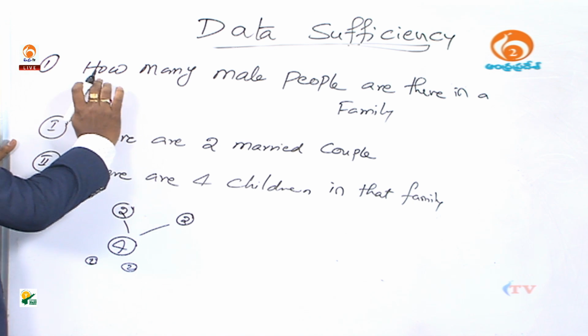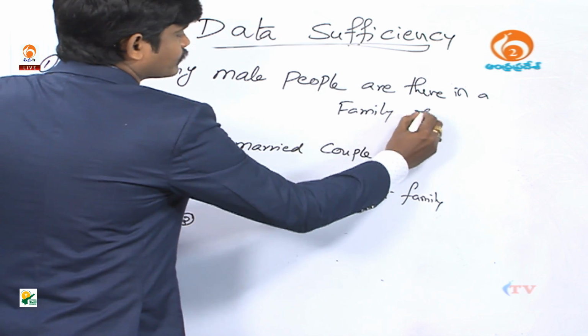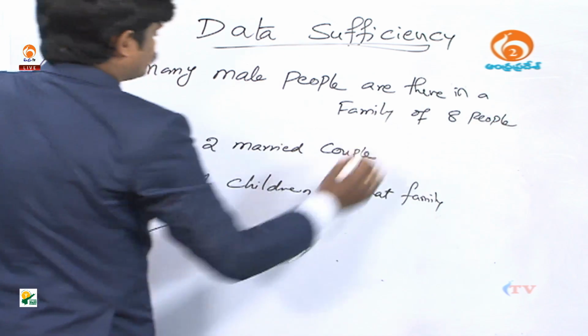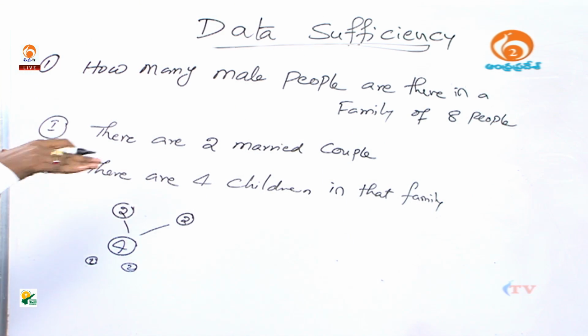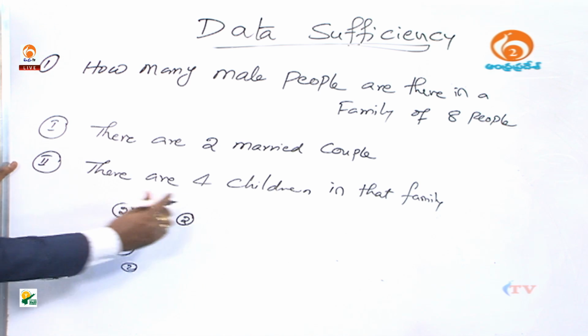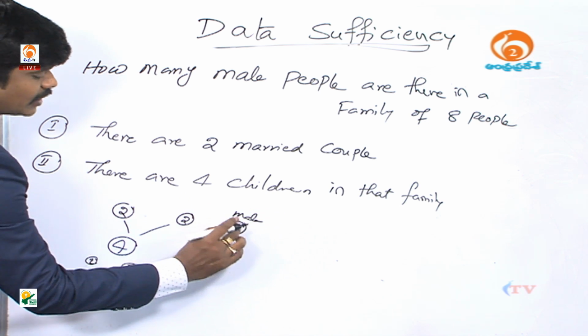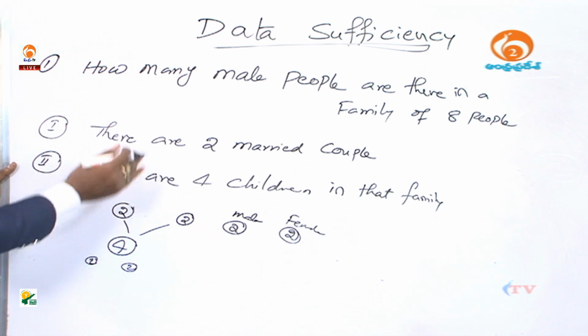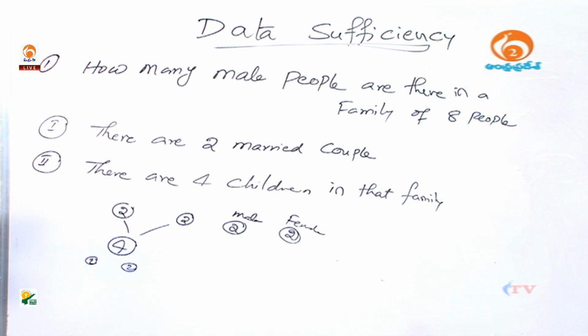And the question: how many male people are there in a family of 8 people? There are 2 married couples, which means 2 males and 2 females. Next, there are 4 children. A male child is also considered a child, and a female child is also considered a child. So by using the first conclusion, you can conclude only 4 people: 2 males and 2 females.